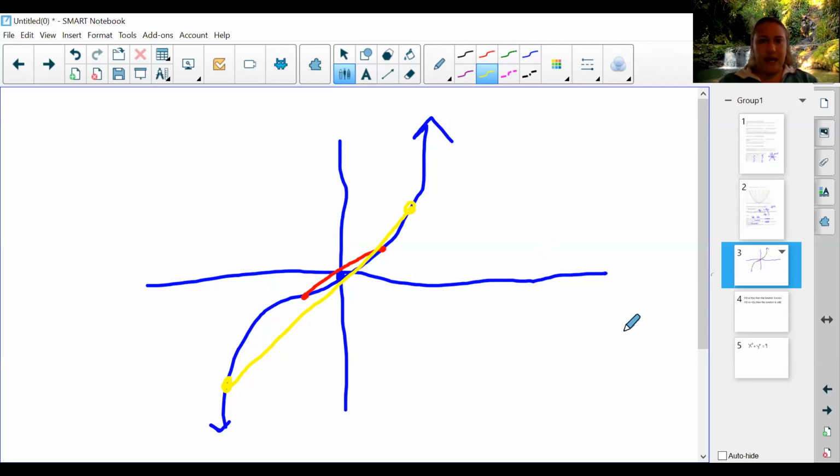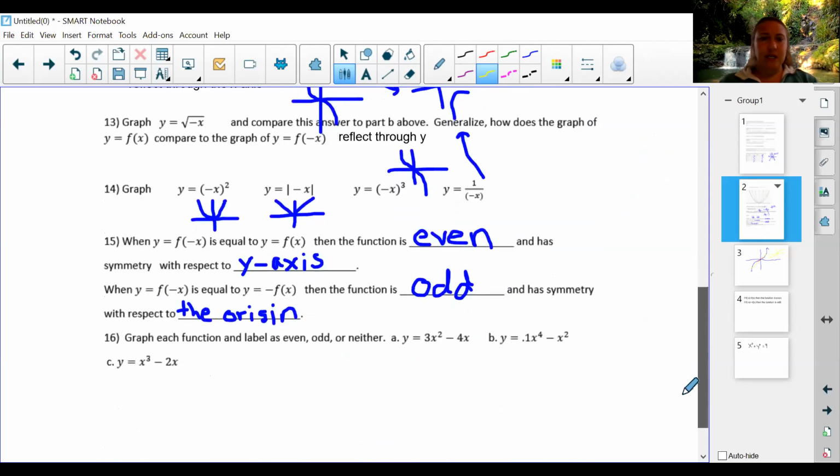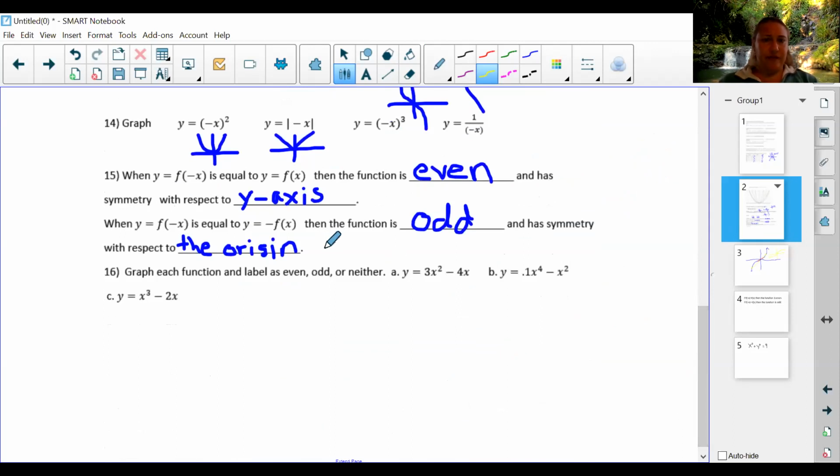So a function like y equals x cubed is an odd function. Another function that would be odd is the cube root of x function. In determining an odd function, I can either look for symmetry through the origin, or here's another way to tell if a function is odd that we just observed up above.